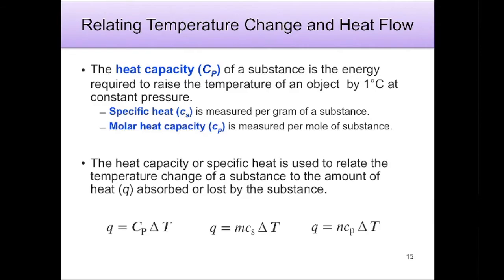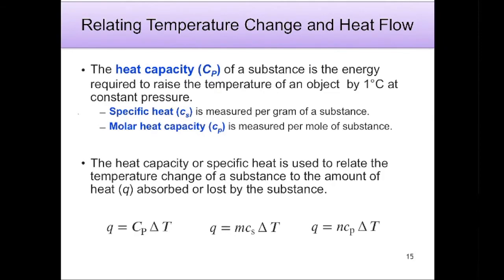So we're talking about an object, right? So it could be a glass of water, it could be a piece of paper, it could be anything else. So how much energy does it take to increase the temperature of that particular object by 1 degree Celsius? That's called the heat capacity.